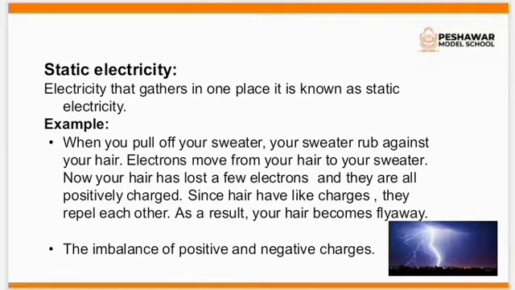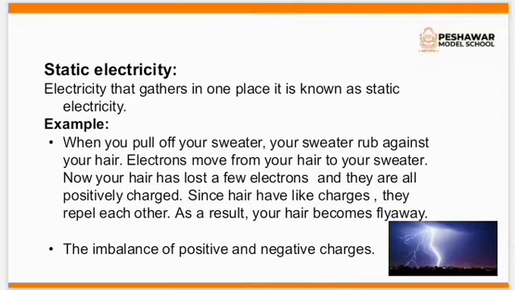Example: when you pull off your sweater and it rubs against your hair. Talking about winter, when we are all wearing sweaters, what happens when we pull off our sweater? Our sweater rubs against our hair, right? Electrons move from your hair to your sweater. As we know, electrons are moving in an atom, right? So electrons move from your hair to your sweater. Now your hair has lost a few electrons as they moved to the sweater, right?